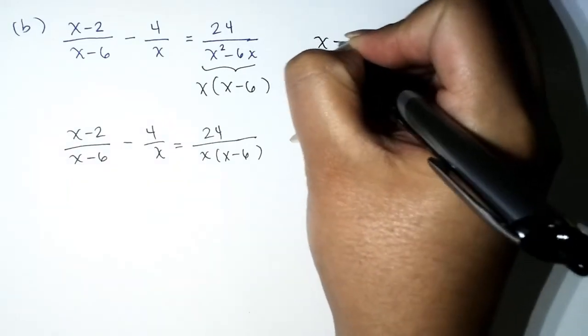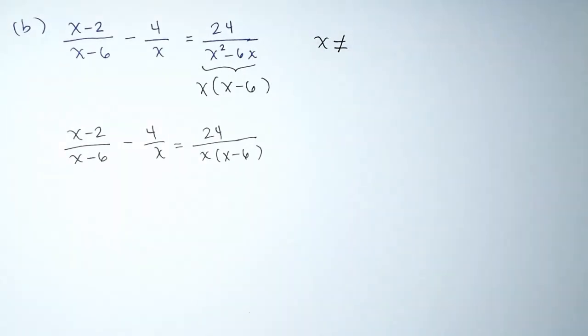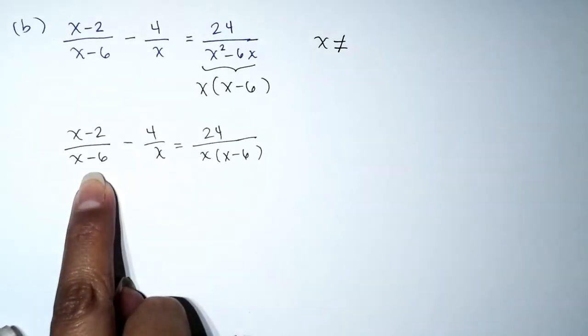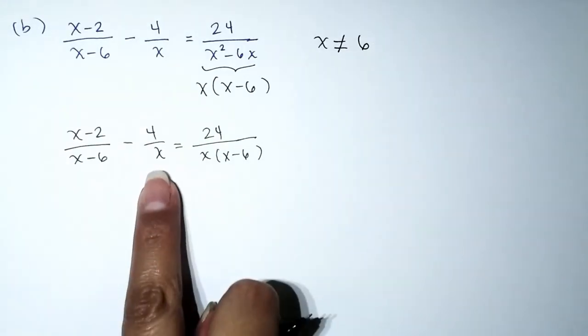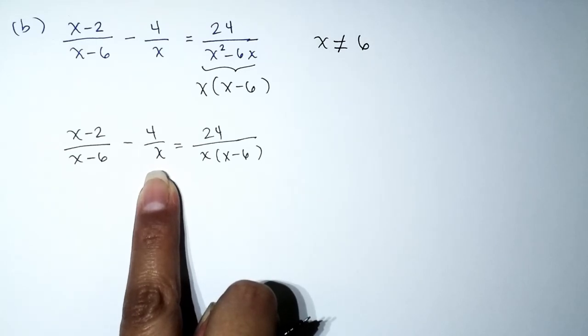So we want to tell ourselves what the variable cannot equal. I want to know what makes any of the denominators a 0. When you take the first denominator and set that equal to 0, after you add 6 to both sides, that will give you x equals 6. So we want to tell the world x cannot equal 6. Another denominator. What makes this denominator a 0? When you take this denominator and set that equal to 0, that will give you x equals 0. That's it. There's nothing to solve for. x equals 0.